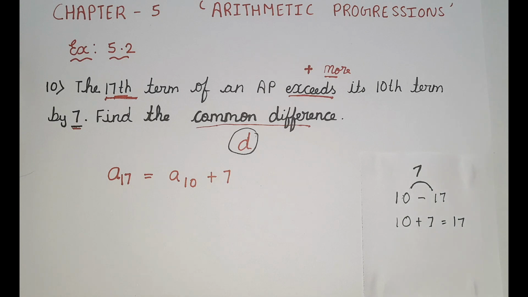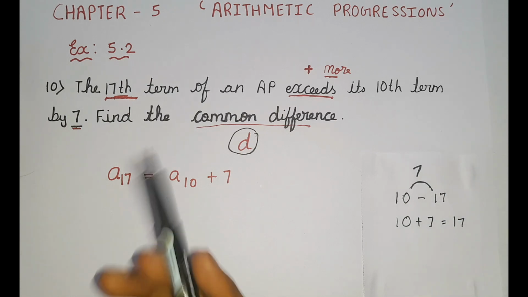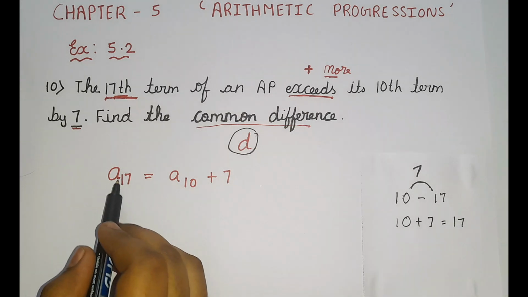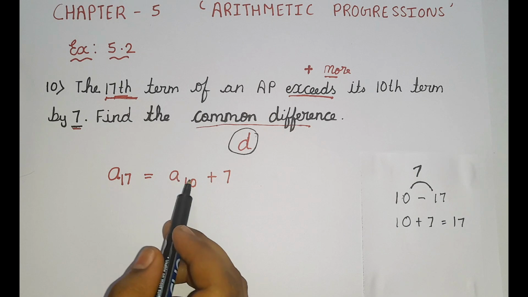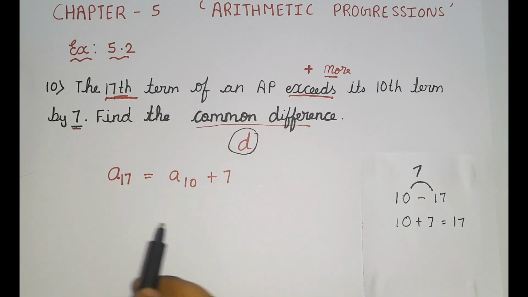Actually, what I would like to say is, this thing is not there in our textbook. I just explained it so that you can understand the question properly, so never write this. This is just for your explanation. So here, a17, that means the 17th term, is more than the 10th term by 7. That is the meaning of it.